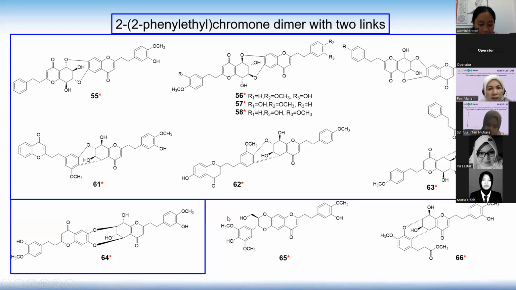The last type of compound isolated from the artificial agarwood consists of one 5,6,7,8-tetrahydro-2-(2-phenylethyl)chromone or the normal chromone, with another part being a phenylpropanoid here. And this type of compound is very seldom found. Until now, we have only found them in agarwood.